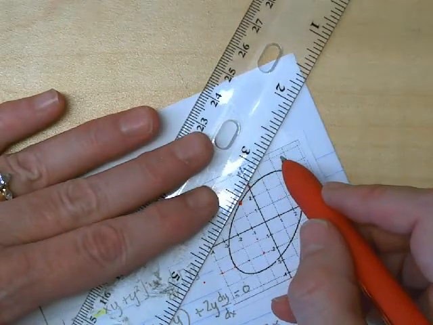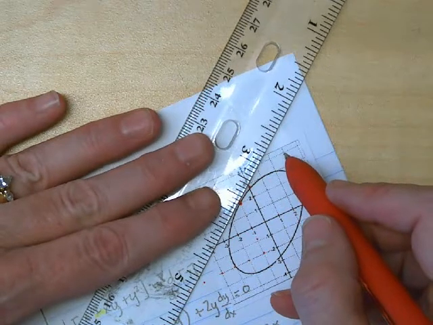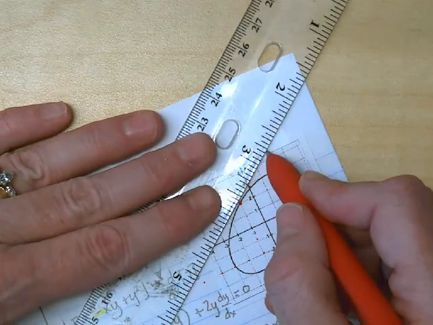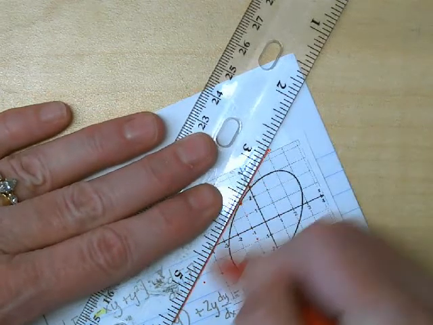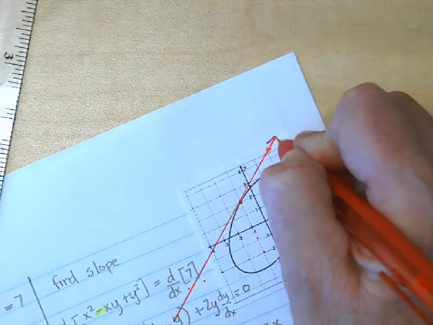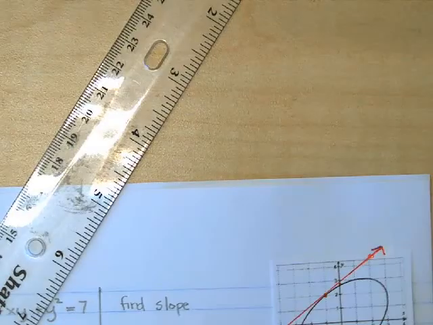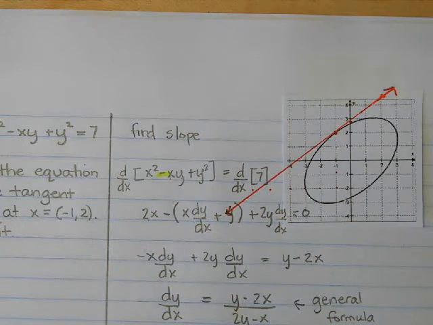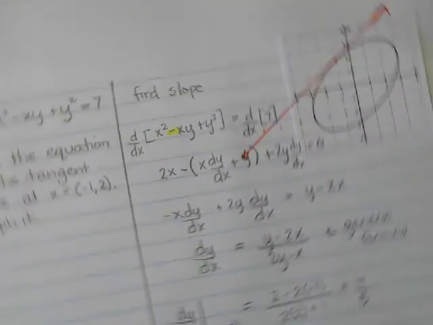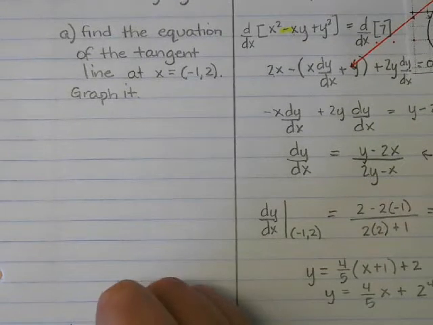Okay, I don't know how accurate this is going to look, because I don't have a big enough piece of graph paper. But I can see, yeah, I'm right. It's going in the right direction. It looks like what it should look like there. Okay, so part B, we're going to find the equation of the normal line.